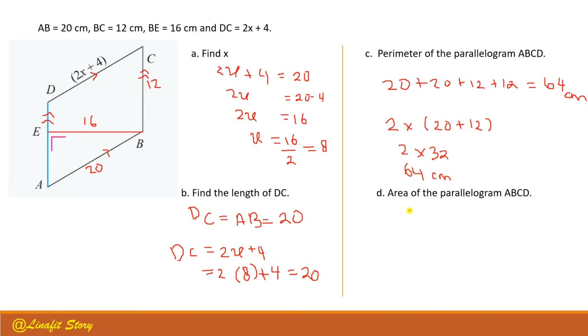And D, the area of the parallelogram ABCD. Area is base times height. The base is 12 and the height is 16. So 12 times 16 is equal to 192 square cm.